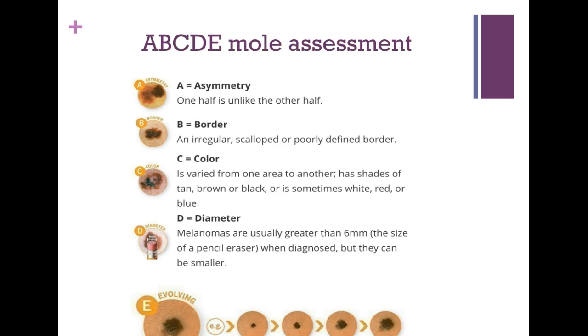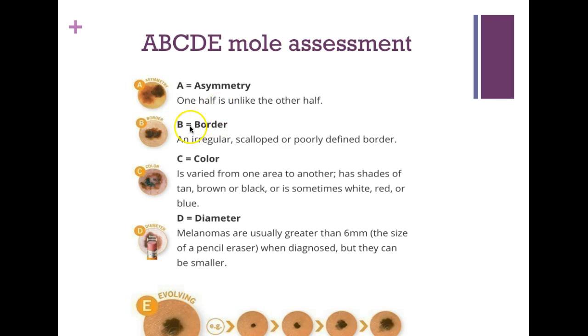Another important skin assessment is assessing moles. And what we're looking for with this ABCDE mole assessment is melanoma, because that is the deadliest of all the skin cancers. We certainly assess for squamous cell and basal cell, and they need to be taken care of, but melanoma is the most deadly. So the A stands for asymmetry. One half is unlike the other half. So if you look at this mole and you split it in half, you can see that it's asymmetrical.